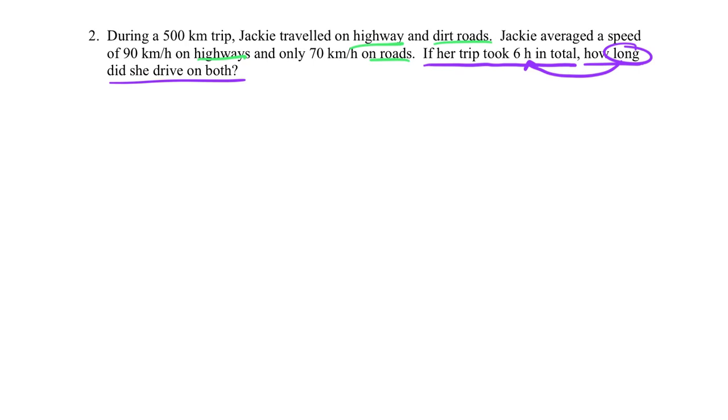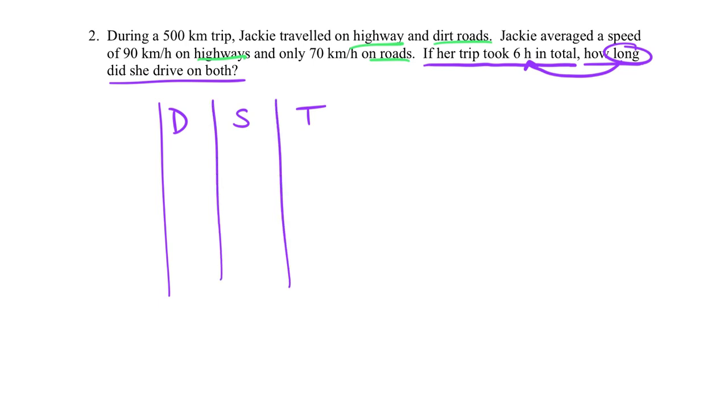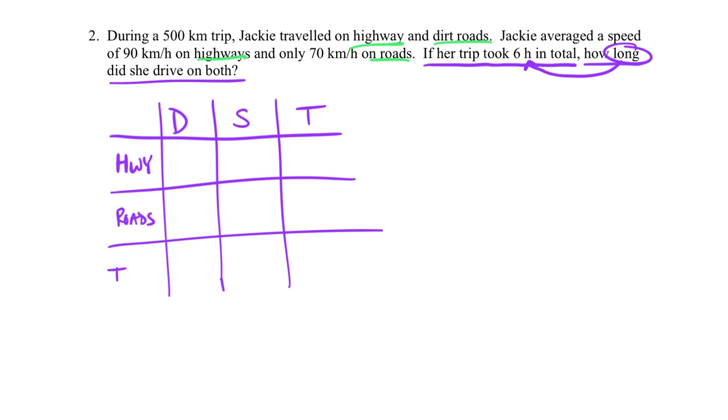Now, what I want you to do, let's try using our chart. So let's build a distance, speed, and time chart. I'm going to build a column for each. Then what I'm going to do is break down the comparison. Okay, we're talking about on highways and we're talking about on roads. So maybe I just use a short form here. There's my highways. But then I also have my dirt roads. And I know that I want to include some total information. There's the setup of my chart.